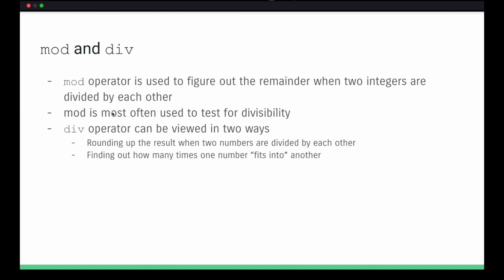So let's get started. The first one we're going to learn about is the mod operator, which stands for modulo. Mod and div in general are favorites of the IB for reasons that I don't really understand. So you really need to understand how both of these work. We'll start with the mod operator. Now the mod operator is used to figure out the remainder when two integers are divided by each other.